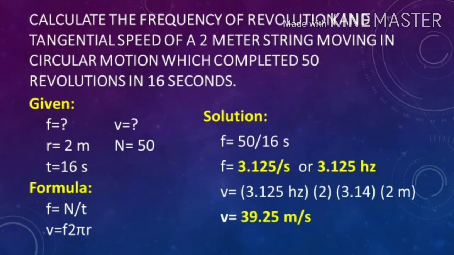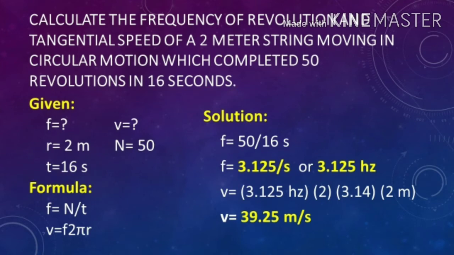Another example problem. Calculate the frequency of revolution and tangential speed of a 2-meter string, moving in circular motion, which completed 50 revolutions in 16 seconds. First, identify the given. If you read the problem once again, you are asked to calculate frequency of revolution and tangential speed. Therefore, you will solve for f and v. 2-meter string is your radius. 50 revolution is your n. And 16 seconds is your time.